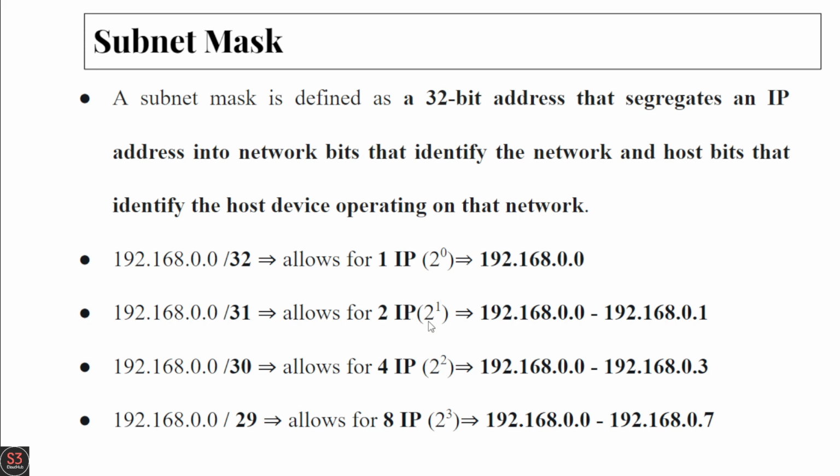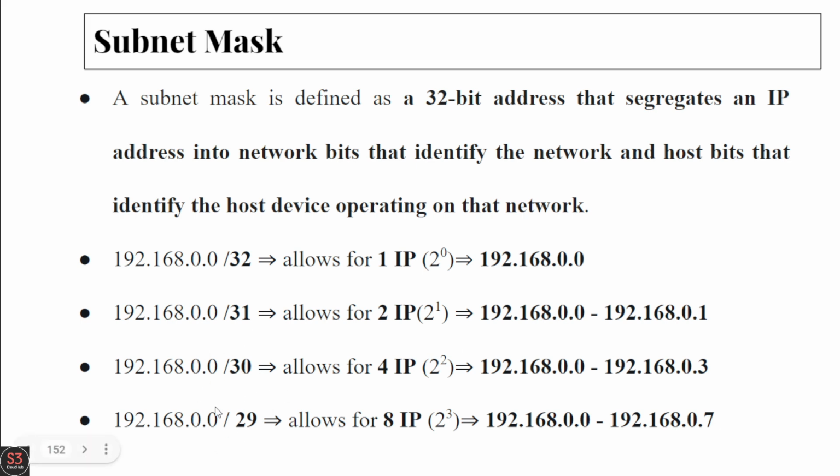So we can say that 2 raised to 1 will allow two IPs. So from 0 and 1, two IPs will be allowed if the subnet mask is /31. If the subnet mask is /30, then it will allow 4 IPs. So 2 raised to 2 means 4. So from 0 to 3, it will allow 4 IPs for a /30 subnet mask.